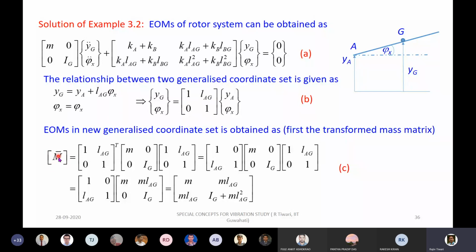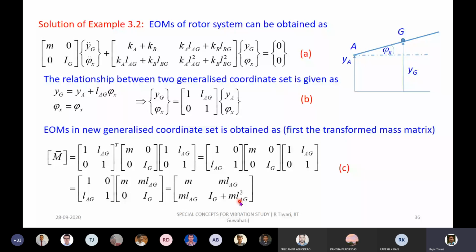So this M is the new mass matrix in the new generalized coordinate set, which is now Ya and Phi x. If we transpose this, we get this, and if we expand this, finally we get the mass matrix in the new generalized coordinate set like this. If you compare the previous mass matrix and the new one, previously the off diagonal terms were 0, but now they are not 0. This is a fully populated matrix.